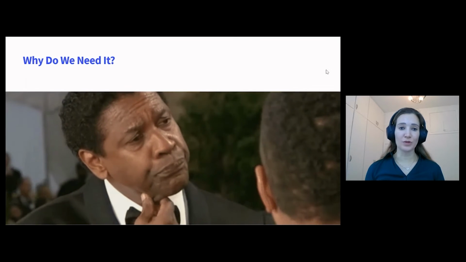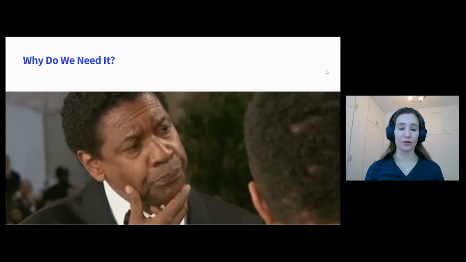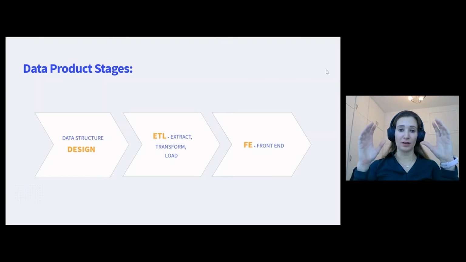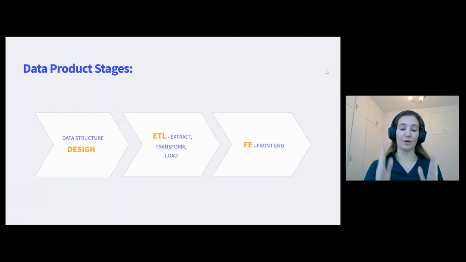So why do we need to design a data structure upfront? Each data product goes through the following stages. The first one is the design, which we are going to cover today. The second one is the ETL, the extract, transform and load, meaning taking raw data from a data pipeline until we get to aggregated tables. These aggregated tables are the tables that we need in order to show the information that fits the business requirements.